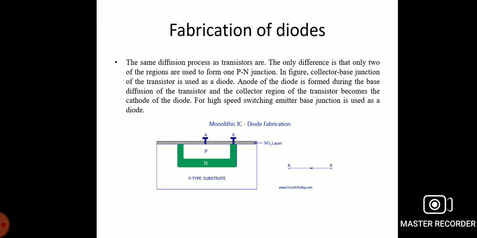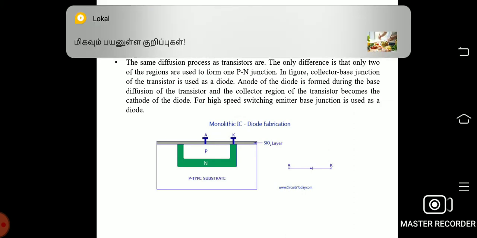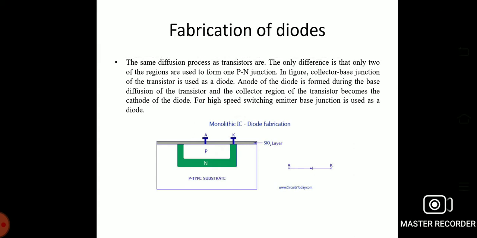So here the same diffusion process of a transistor is used. The only difference is that only two of the regions are used in the P to N junction. In this figure, the collector base junction of the transistor is used as a diode, and the anode of the diode is formed during the base diffusion of the transistor, and the collector region of the transistor becomes the cathode of the diode, for high speed switching operations.